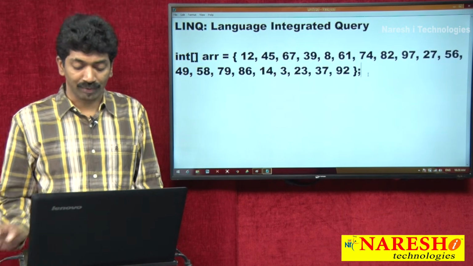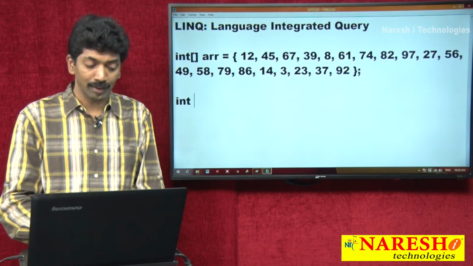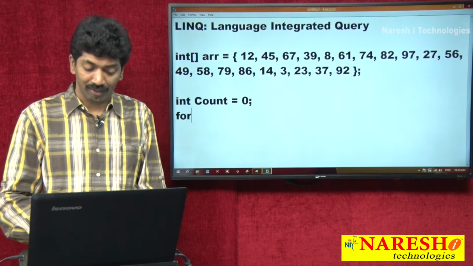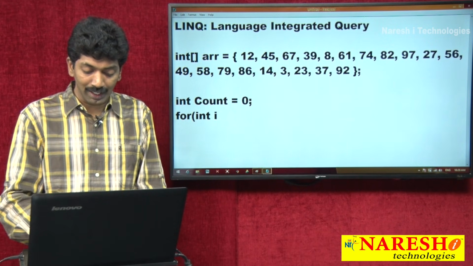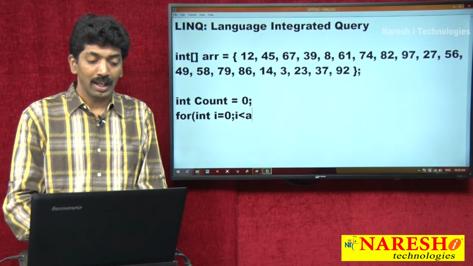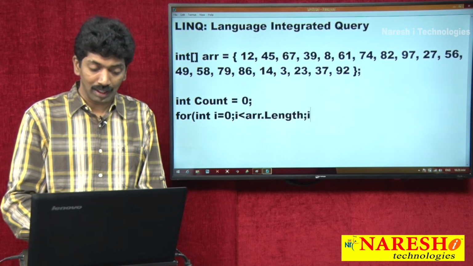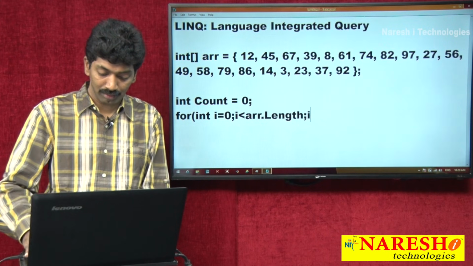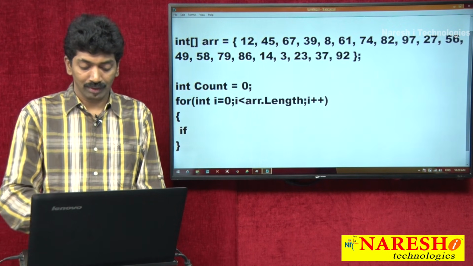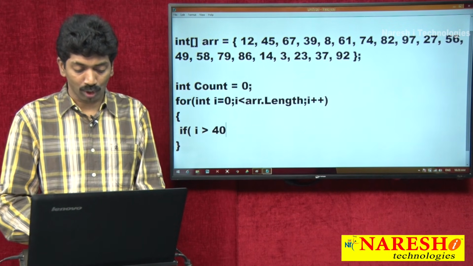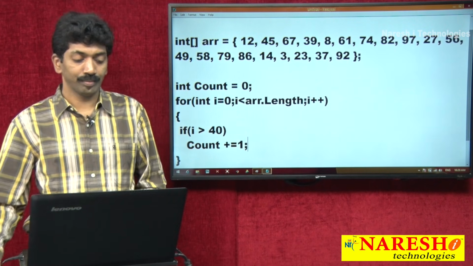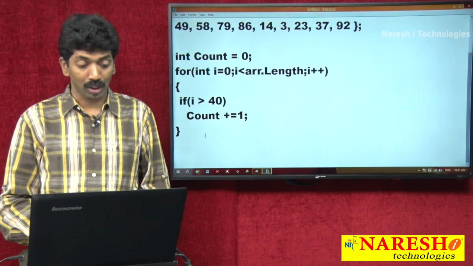So for that you are required to write a loop first. So what to do first? int count is equal to 0, and now write a for loop. For int i is equal to 0, i less than arr dot length, i plus plus, and now inside of it I require to write my condition. If arr of i greater than 40, count plus equals 1.